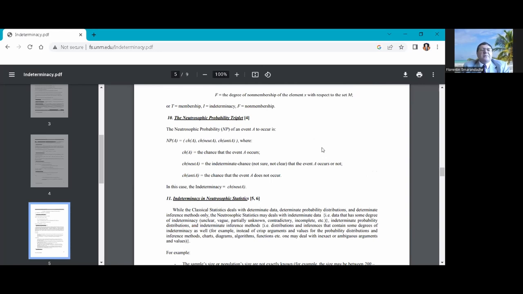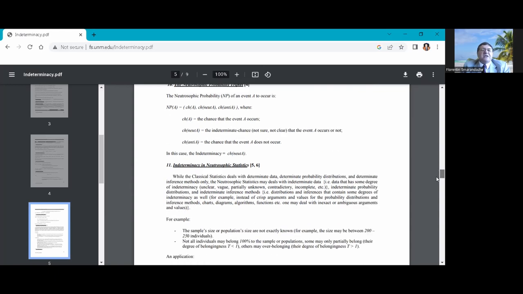In neutrosophic probability, the neutrosophic probability NP of an event A is the chance that event A occurs, the chance that event A does not occur, or we say the chance of anti-A, the opposite event of A, and the chance of neutral A, meaning neither A nor anti-A, or some indeterminate part of A.